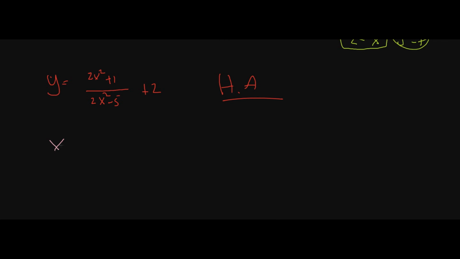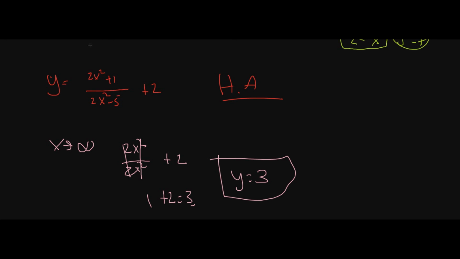As x approaches infinity, we just look at the leading terms here, and we get 2x squared over 2x squared. But don't forget that there's this plus 2 there. As we plug in big numbers, these are going to cancel out. 2 divided by 2 is just 1, so we get 1 plus 2, which is 3. So my horizontal asymptote is y equals 3.